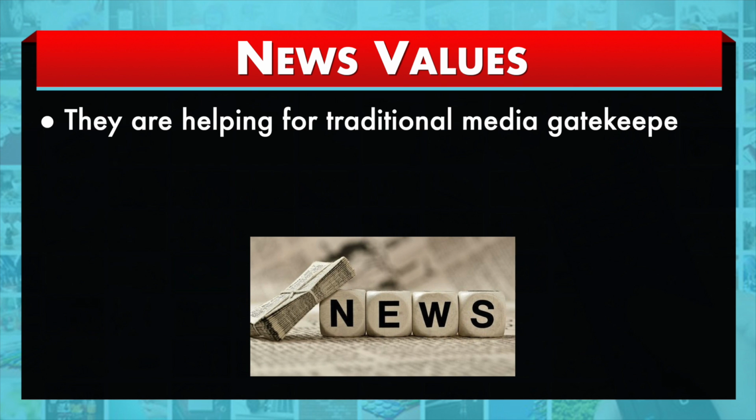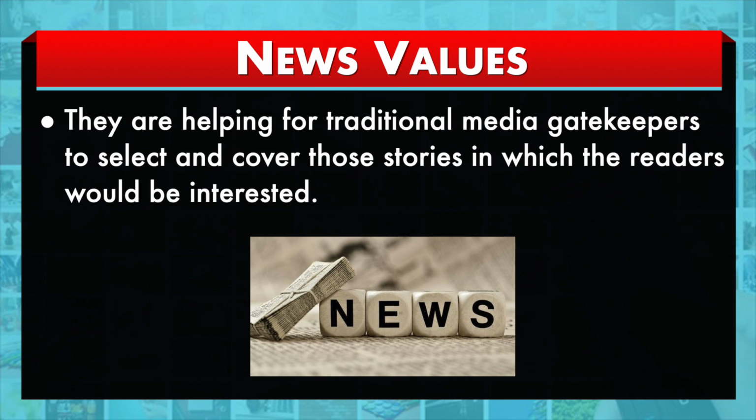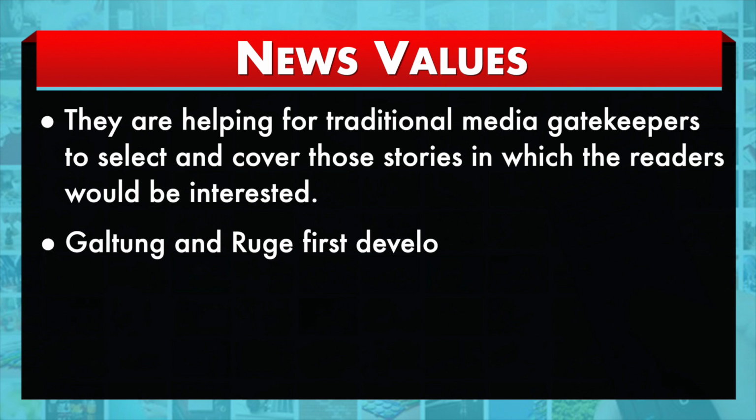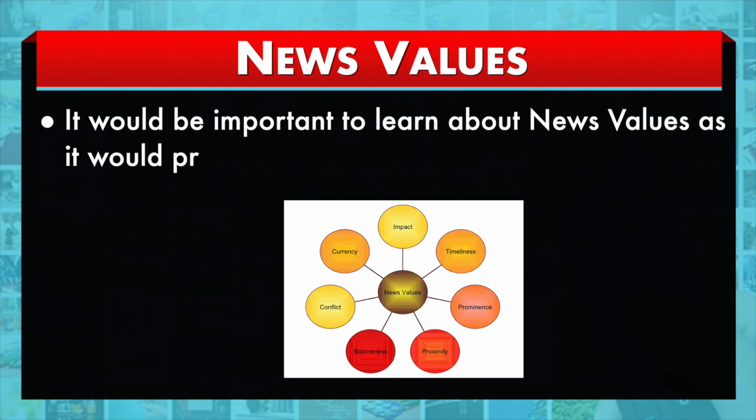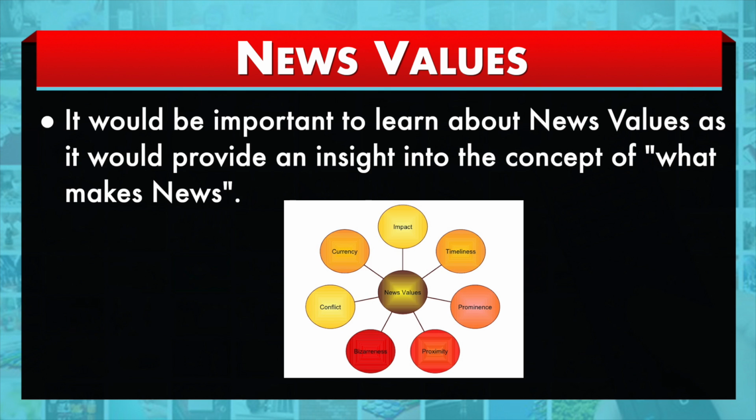They help traditional media gatekeepers to select and cover those stories in which the readers would be interested. Galtung and Ruge first developed a model of news values in 1973, while Shoemaker developed another similar model of news values in 1987. It would be important to learn about news values as it would provide an insight into the concept of what makes news.